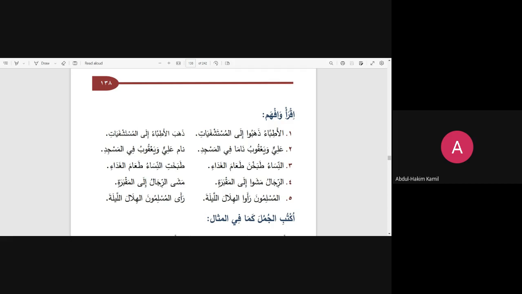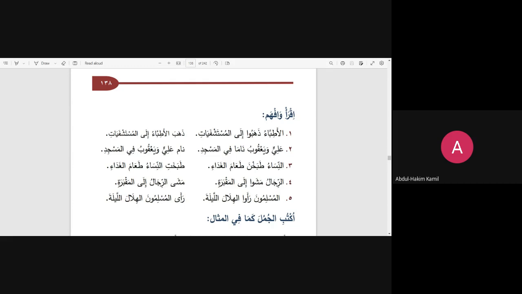سألت النساء العلماء. النساء سألن العلماء.